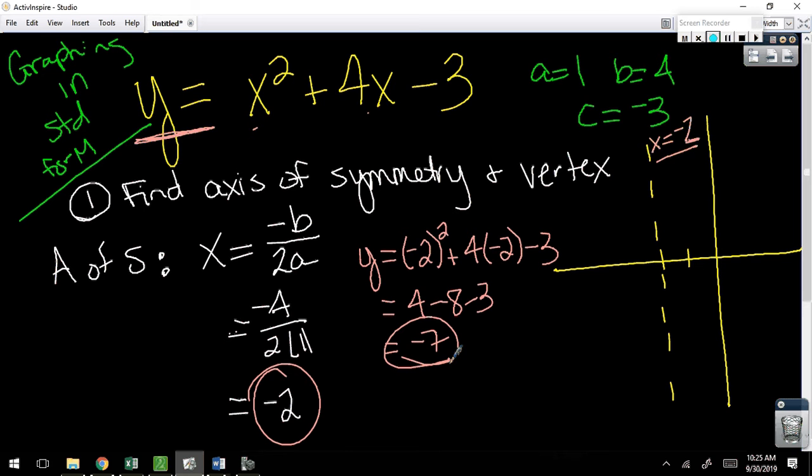It's going to be right there on that dotted axis of symmetry. That is my vertex. I always put a little V here as I'm starting to graph these so I remember where my vertex is.